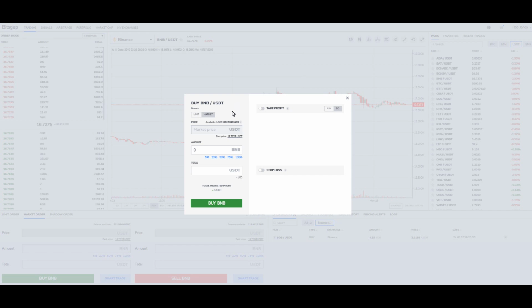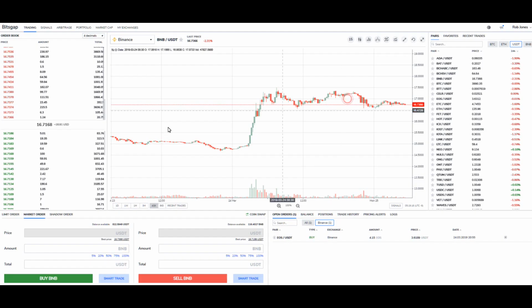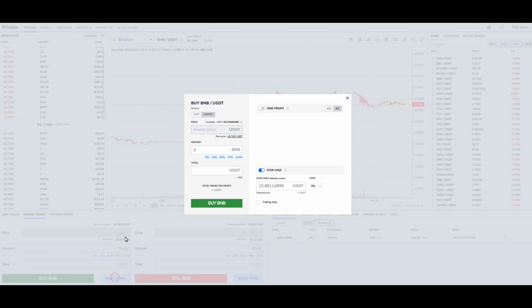If you're just going to make a simple market trade, you probably wouldn't use this screen without take profit or stop loss. If you're just going to do a market trade, you would simply come down here, put your market order in right here, put in your price, your amount, and just make your buy.